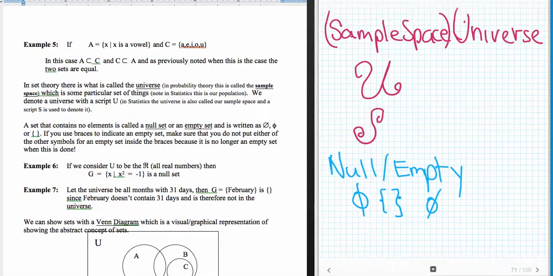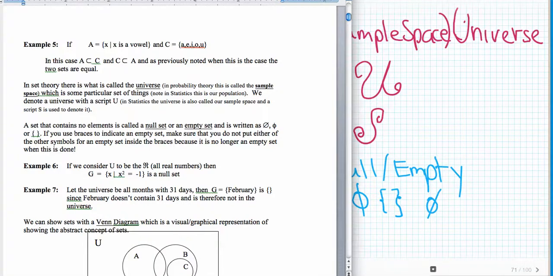Another example of this would be if we let all of our universe be all the months with 31 days, and we define G as February. Well, we all know that February is a month, right? So we're talking about months, and it's absolutely valid to say. However, as soon as you say our universe is 31-day months, we know that that doesn't exist as far as February is concerned. So February is indeed a null set underneath that universe.